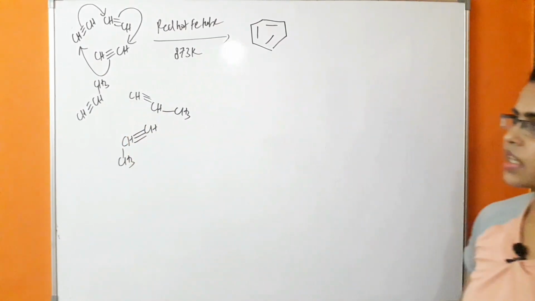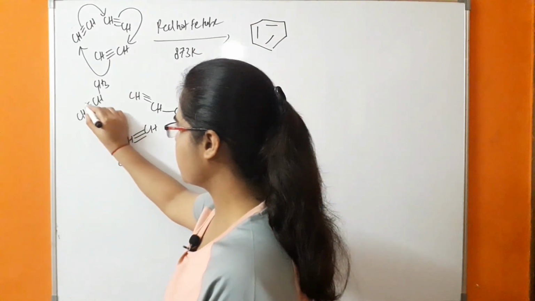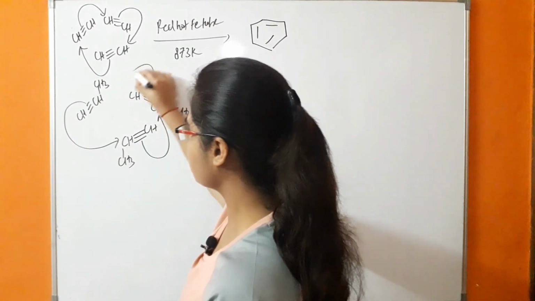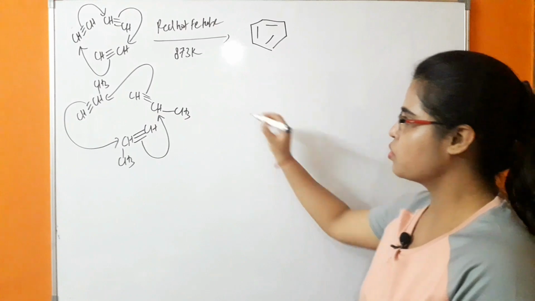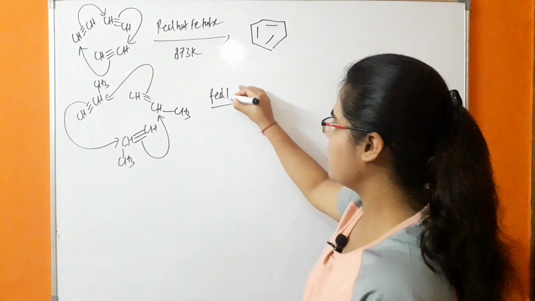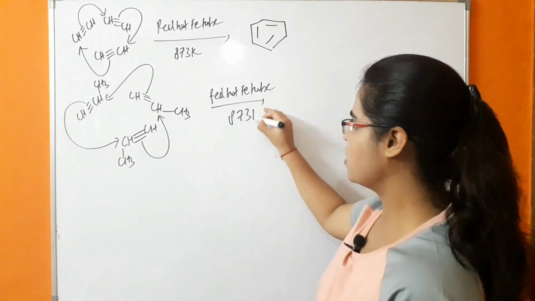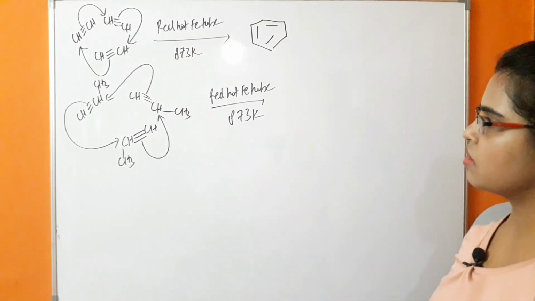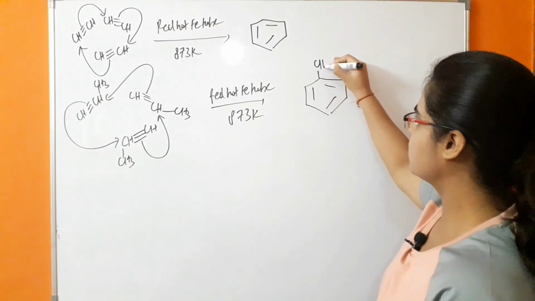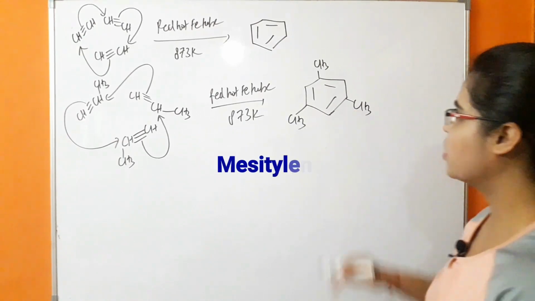So what is happening in this case? 3 moles of propyne are taken. This bond will be shifted towards this, this bond will be shifted towards this, and this bond will be shifted towards this. The reaction conditions are the same, in the presence of red hot Fe tube, and the temperature of the reaction is 873 Kelvin. So there will be formation of mesitylene. This is mesitylene. Mesitylene is the common name of this compound.